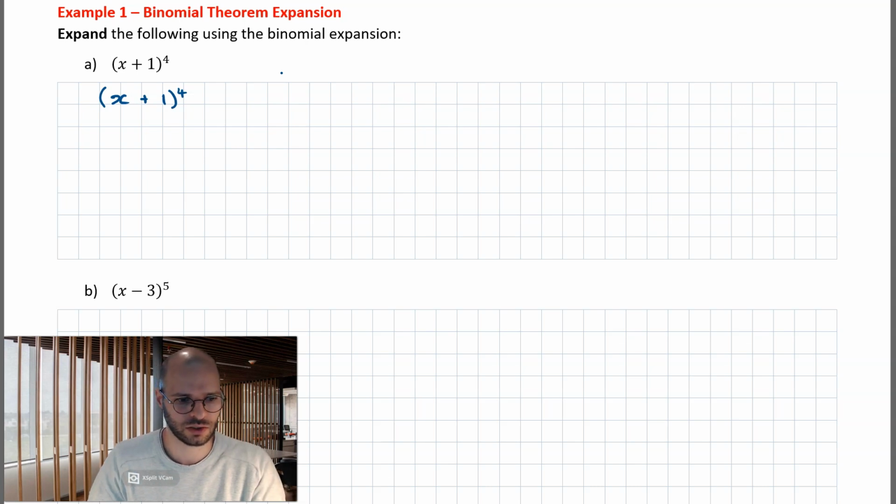Rather, what we're going to do is employ a little bit of a pattern here. Now just bear with me. The way in which this is going to be done is firstly we're going to start off by just doing the powers.